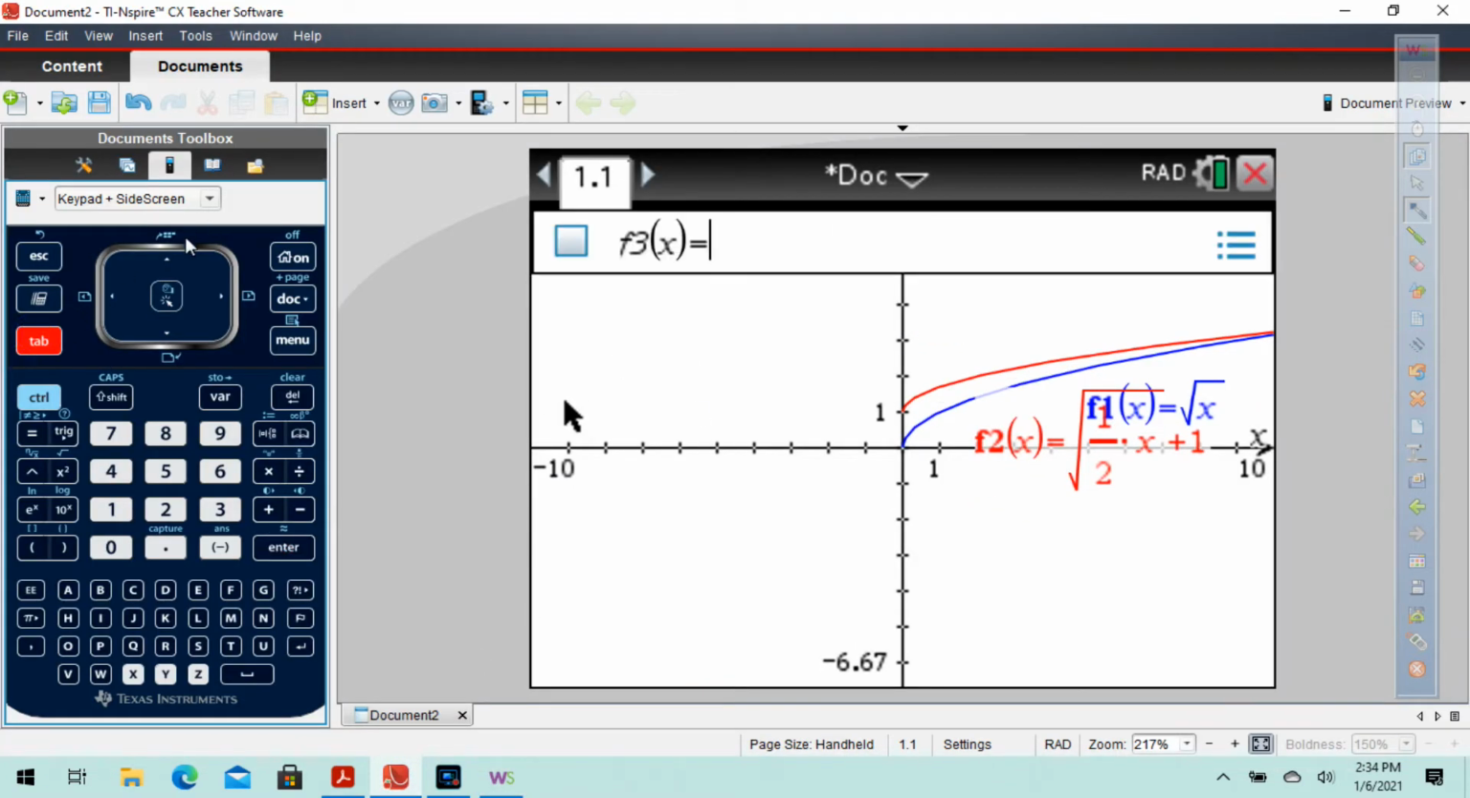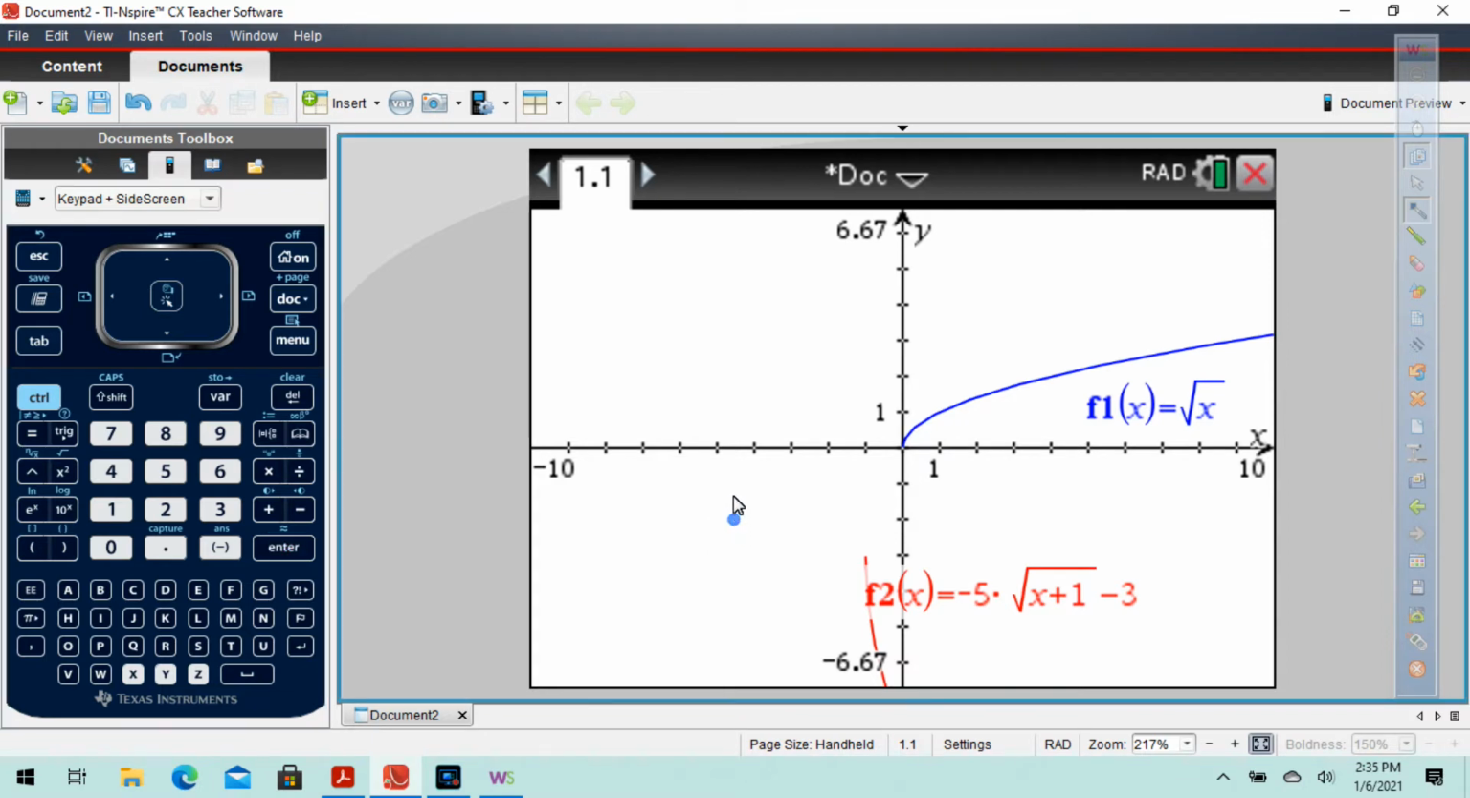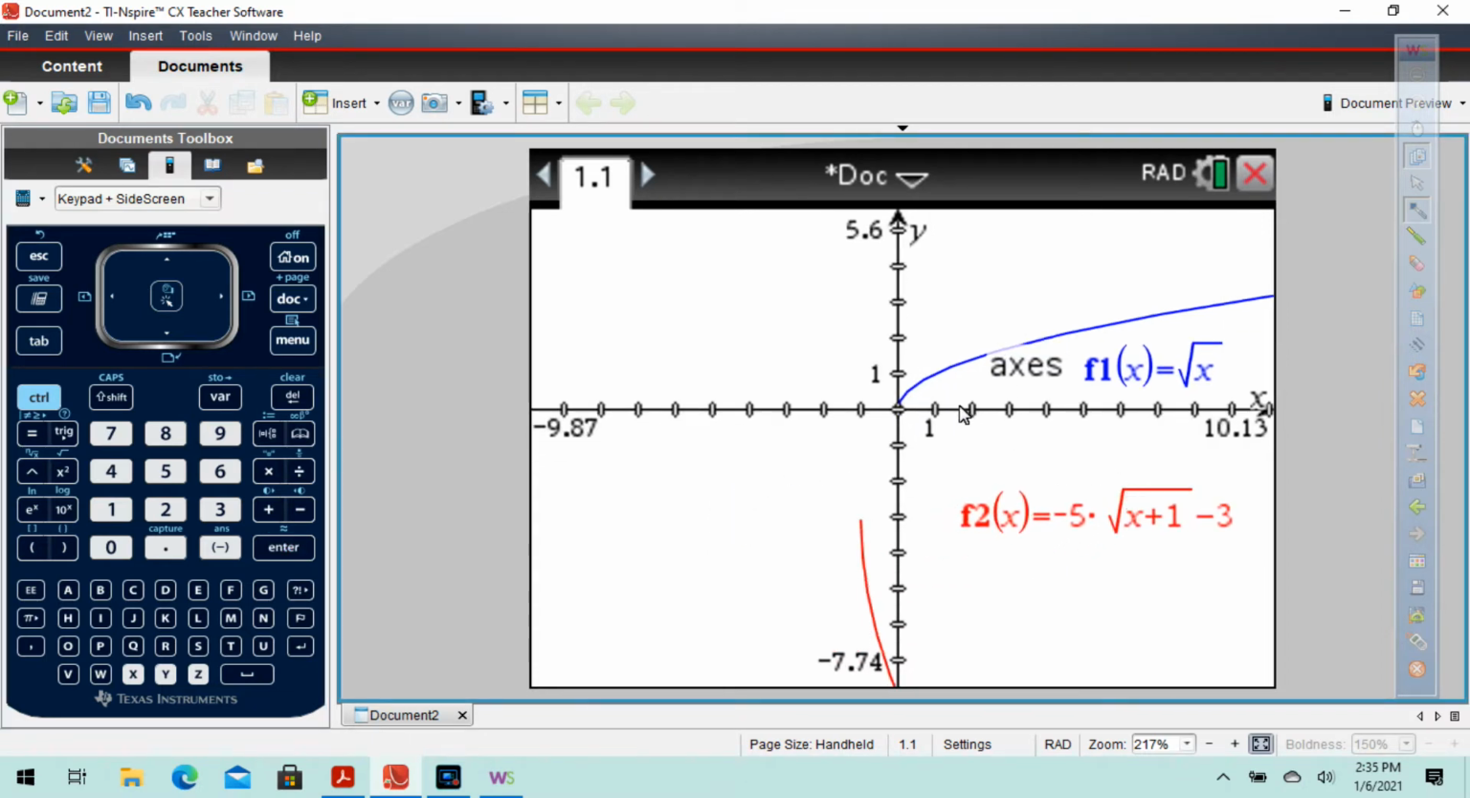So we're going to tab, and let's see, control, delete, and we've got -5 times the square root of x plus 1, and then we got -3, I believe. -3. Notice how I got it outside of the thing there? Let's see. Did it do everything? Well, it reflected it over the x-axis. It stretched it by a factor of 5. It horizontally moved it left 1 unit, and it also vertically moved it down 1, 2, 3 units. So yes, it did in fact do everything.